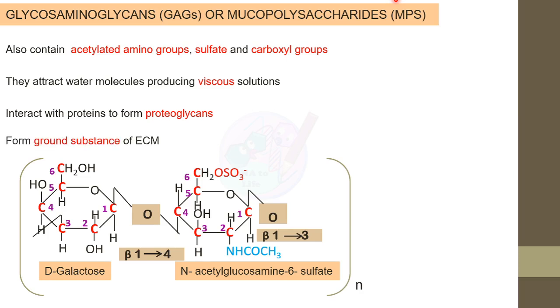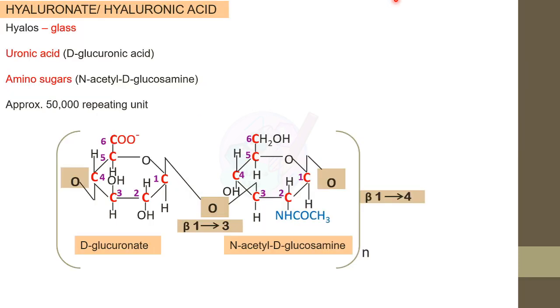So what are the functions of glycosaminoglycans? Most of the glycosaminoglycans act as ground substance of the extracellular matrix. For that, in detail, we will discuss in a later section what is ground substance and how they work. So let's talk about examples of glycosaminoglycans. First one is hyaluronate or hyaluronic acid.